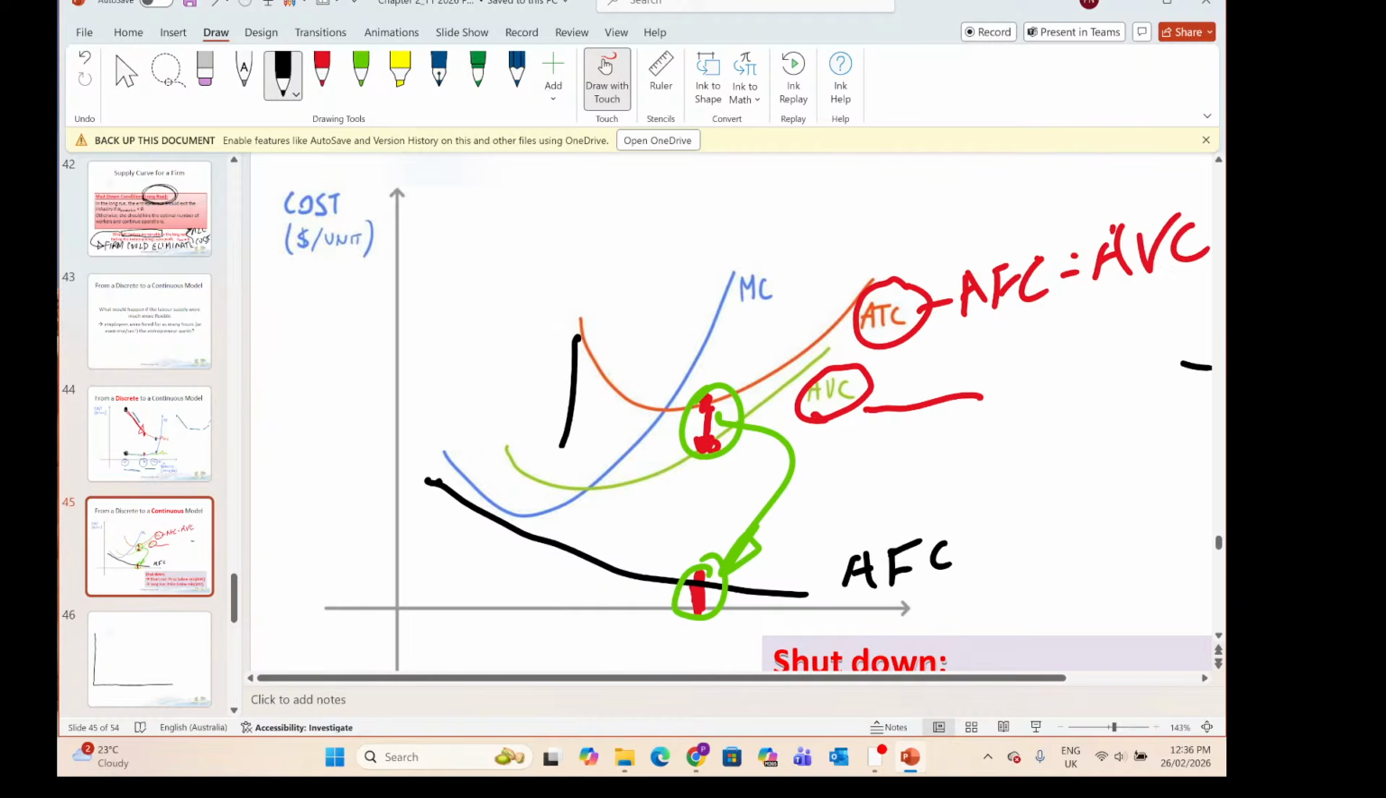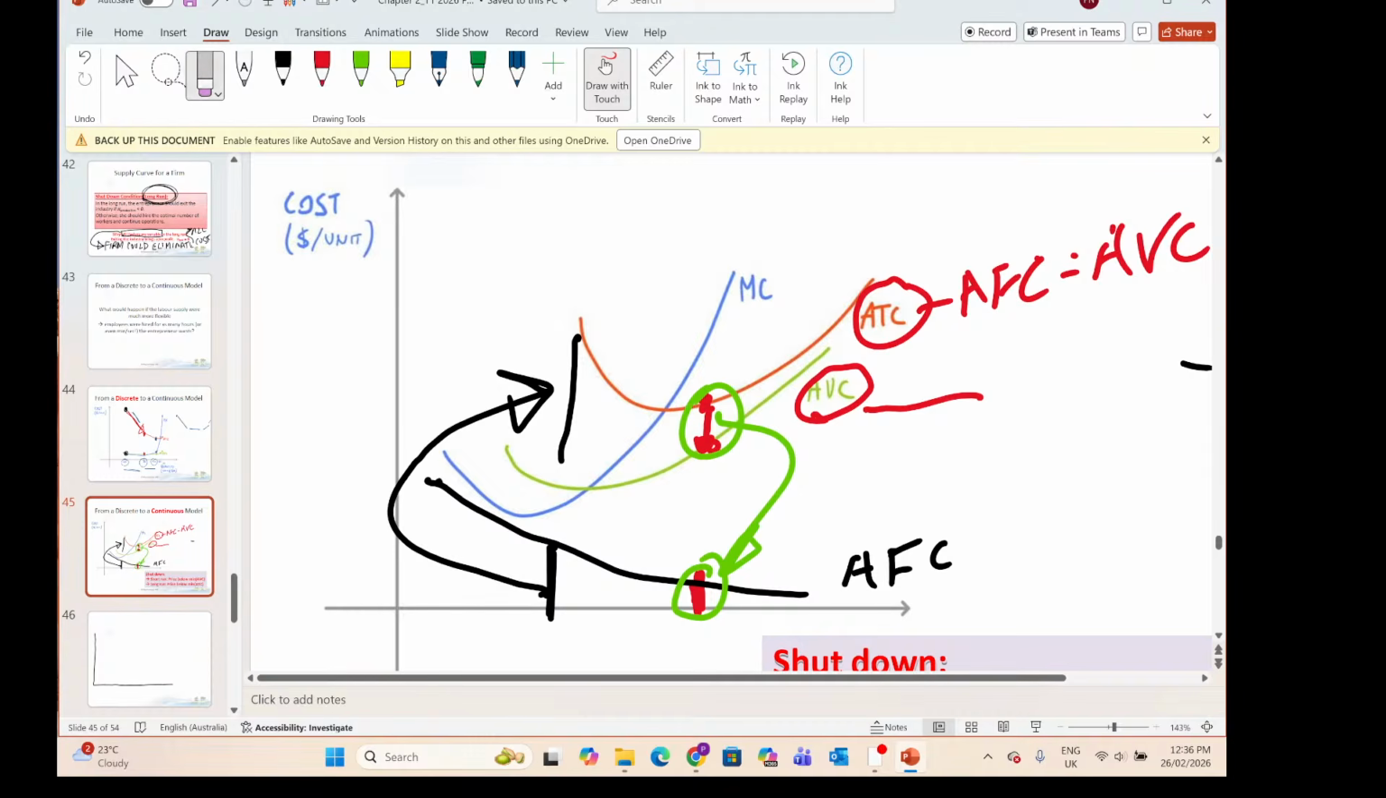Why is the difference between the total cost and the variable cost so big on the left-hand side? Well, the reason is because the average fixed cost is also large on the left-hand side. These are not to scale, but those two black distances should be the same distance. They are the average fixed cost.